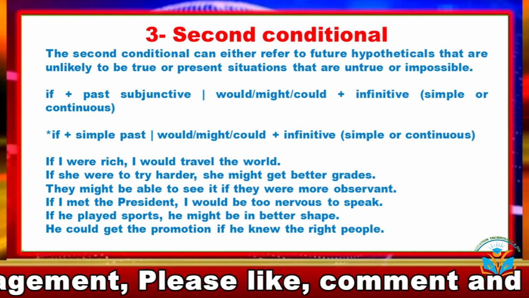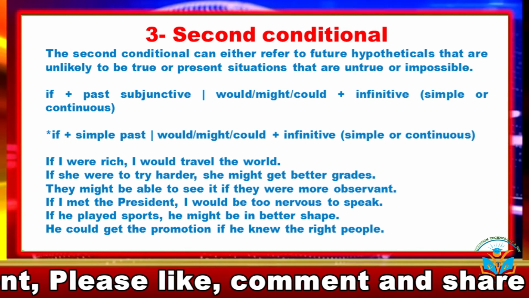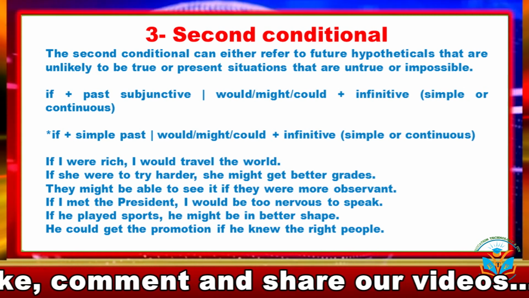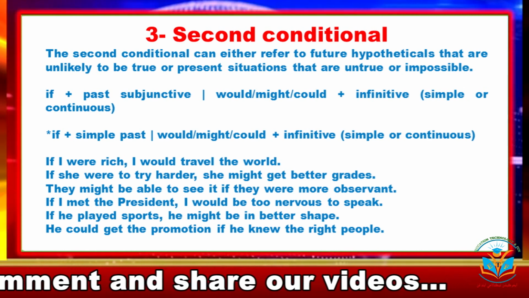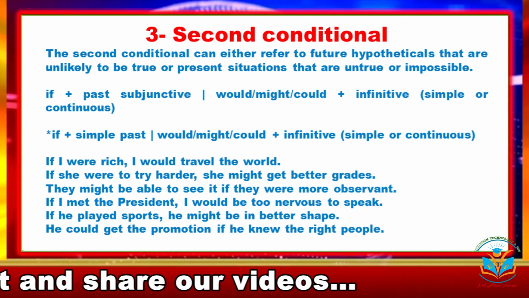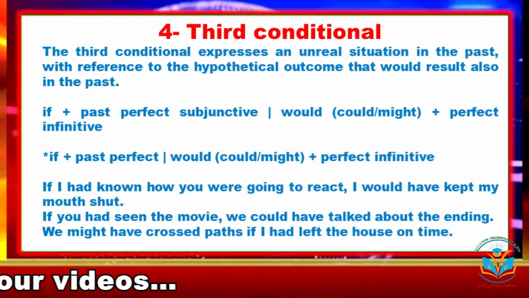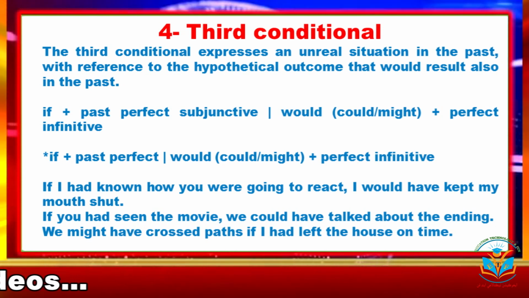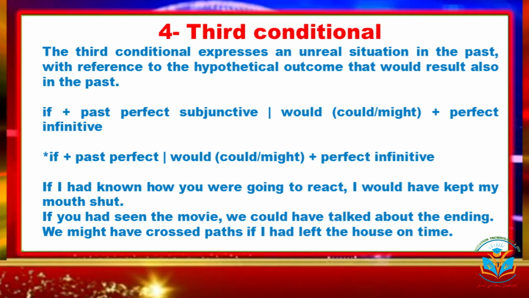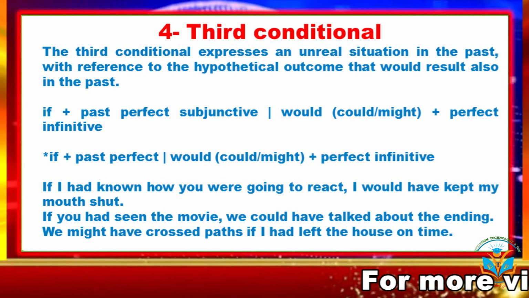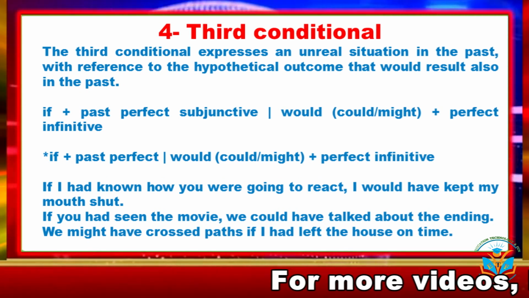They might be able to see it if they were more observant. If I met the president, I would be too nervous to speak. If he played sports, he might be in better shape. He could get the promotion if he knew the right people. The fourth type is third conditional. The third conditional expresses an unreal situation in the past with reference to the hypothetical outcome that would result also in the past.